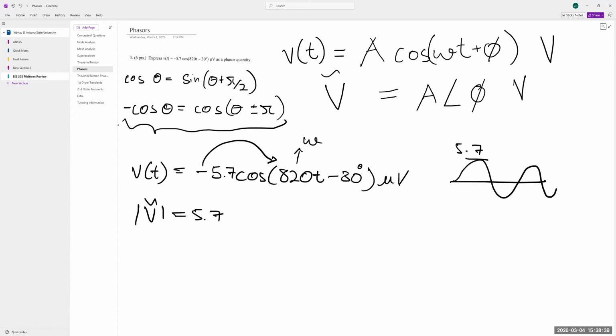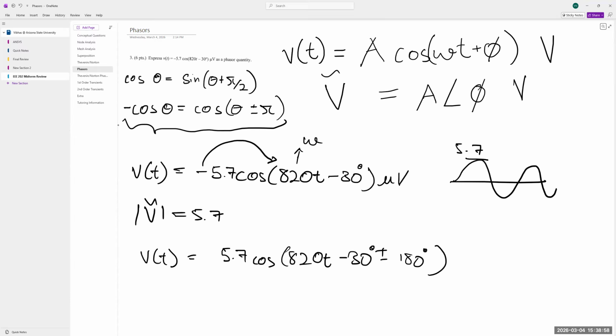Or if you're given a negative cosine, you can make it a positive cosine. So let's rewrite V of t. V of t is equal to 5.7 cosine 820t minus 30 degrees plus or minus 180 degrees.